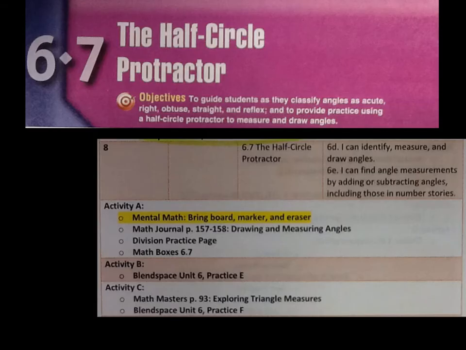So today we will do a few things. We are done with our mental math. You will finish Math Journal 157, 158. You will finish a division practice page and your Math Box 6.7. When you're done, Activity B is a blend space, Activity C is Math Masters, and a blend space as well.